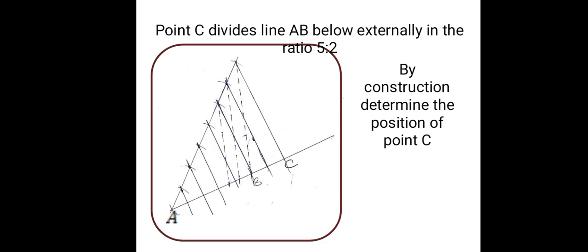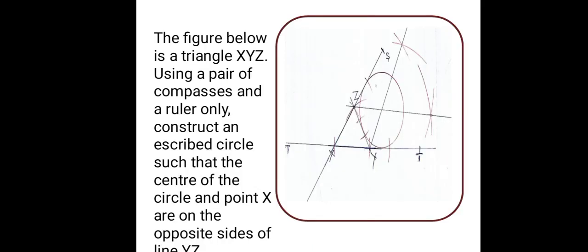Point C divides line AB below externally in the ratio 5:2. By construction, determine the position of C. The figure below is a triangle XYZ. Using a pair of compasses and a ruler only, construct an inscribed circle such that the center of the circle and the point X are on the opposite sides of line YZ.